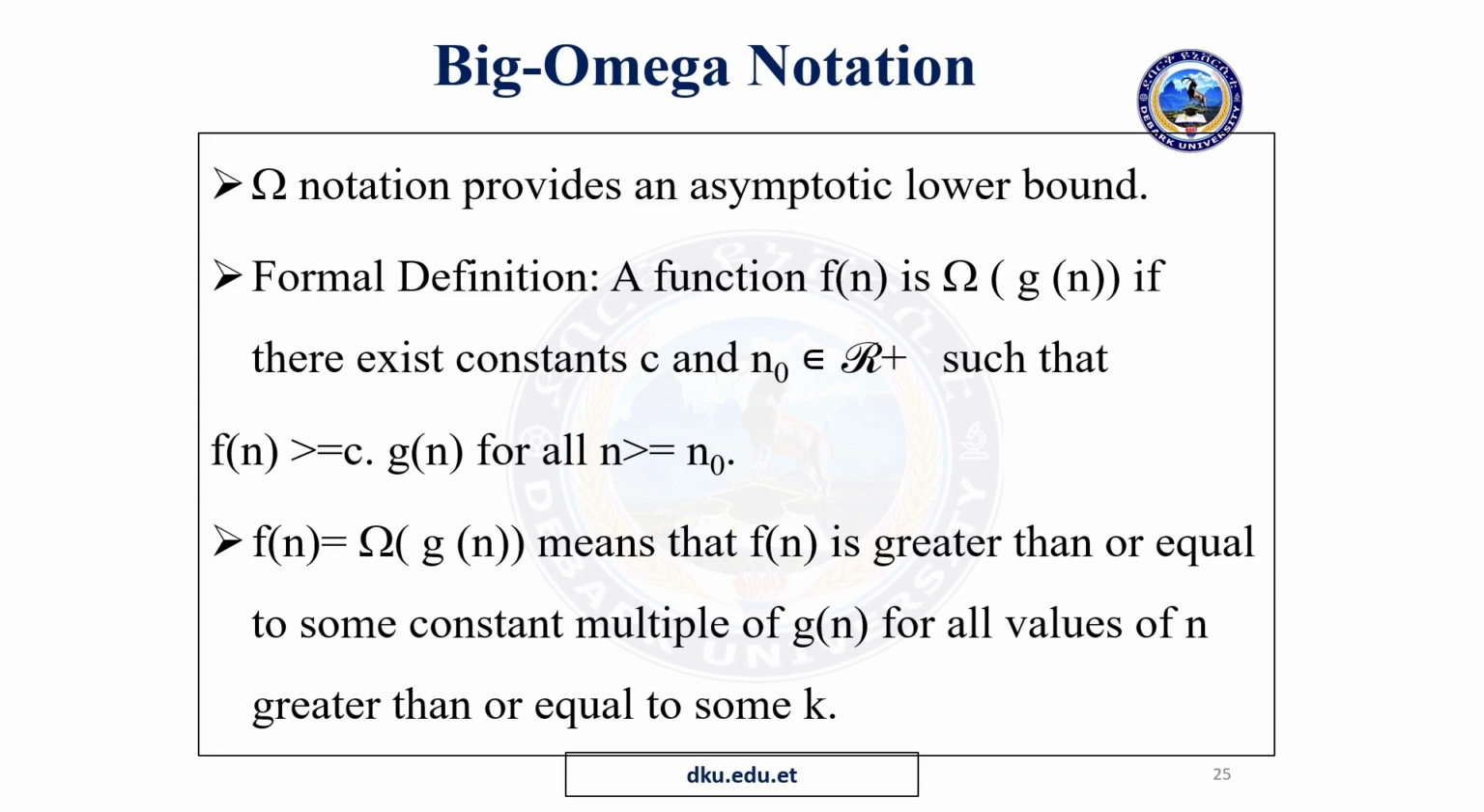A function f of n is big omega of g of n if there exist constants c and n naught, which are positive constants, such that f of n is greater than or equal to c times g of n for all n greater than n naught. This is the formal definition of big omega notation.